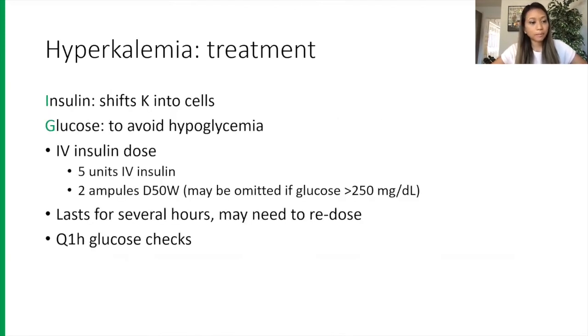Insulin shifts potassium into the cells, give them glucose. If the glucose is less than 250, don't give them glucose. So the dose is 5 units of insulin. It lasts for several hours, but you may need to redose. Check the glucose every hour.